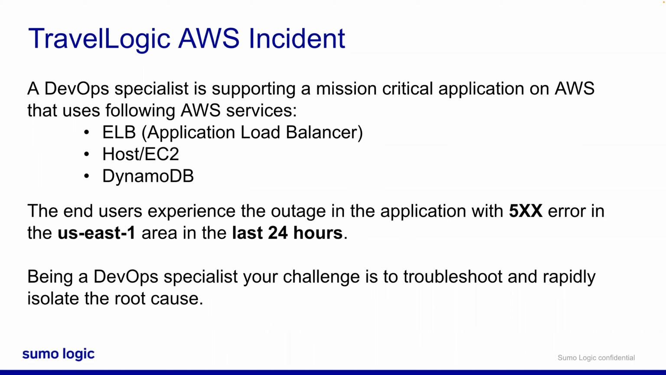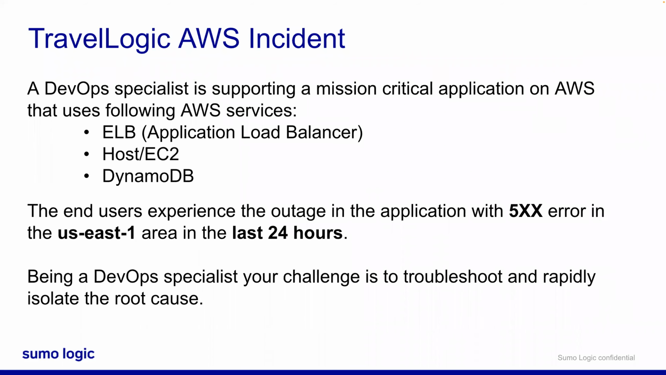EC2, and DynamoDB. What you've been told on your first day is that travelers or end users are experiencing an outage in the application due to a 500 error occurring in the US East 1 region in the last 24 hours. Your challenge or job is now to troubleshoot the issue and isolate the root cause as quickly as possible. So how are we going to do this? We're on our first day at the job. Our manager comes to us and says, hey, Josh, check out the US East 1 region. There seem to be a lot of 500 errors. I need you to go figure it out and do your magic. We hired you. Show us what you can do.